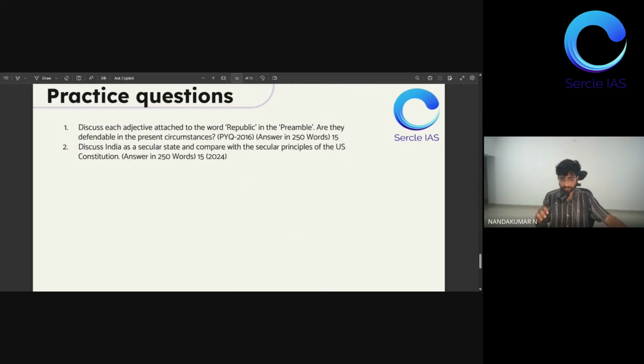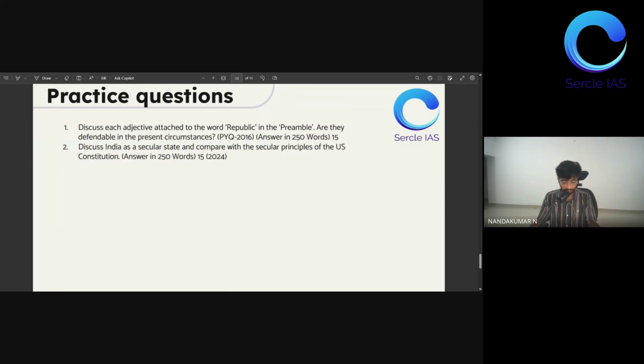Discuss India as a secular state and compare with the secular principles of the US Constitution. These are the two practice questions for this week, 2024 and 2016. Before we end, I strongly recommend you to learn the preamble by heart because there were many questions. Questions like this can be effectively addressed with the help of the text of the preamble in your mind and the order, etc. Because then only you can have a coherent answer.